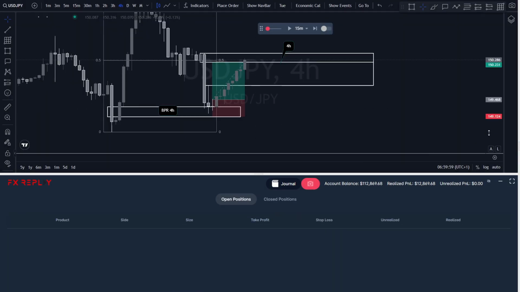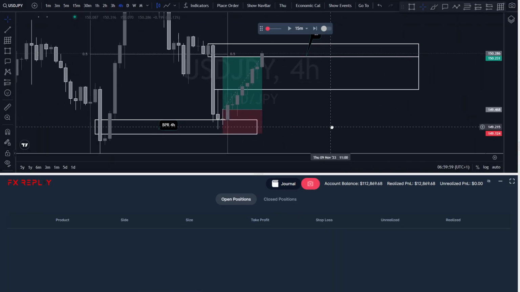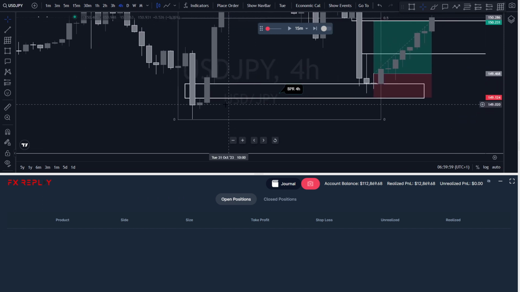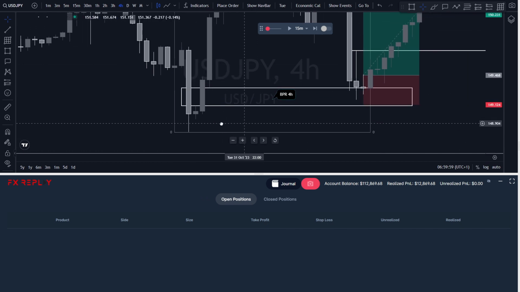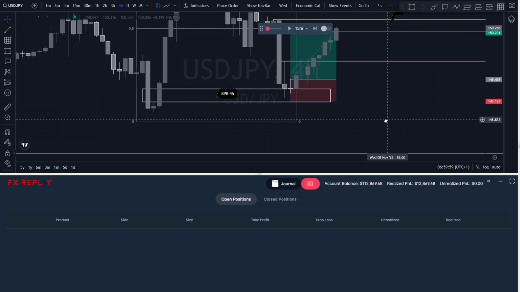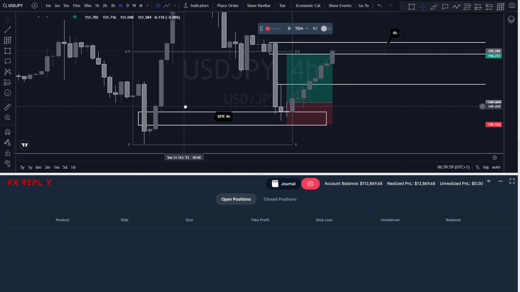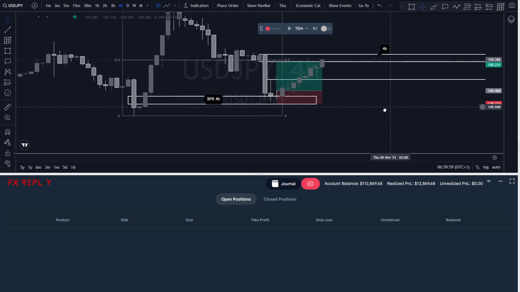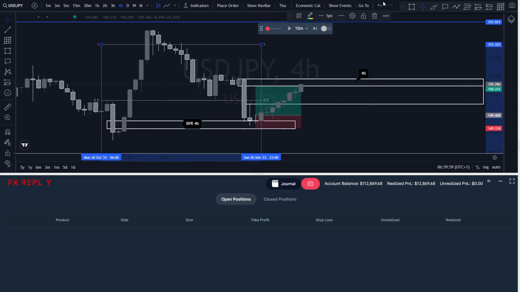First trade was a win, and the reasons why I entered were this 4-hour BPR right here, and BPR basically just means fair value gap, as you can see, to the downside and to the upside at the same area. So it's kind of like a support or resistance area. I saw this BPR and the equilibrium from the swing low to the swing high.